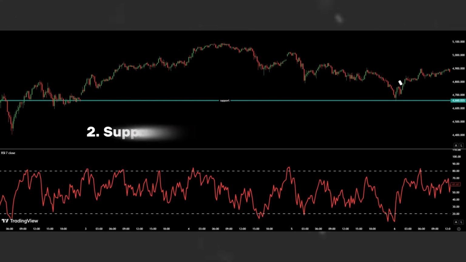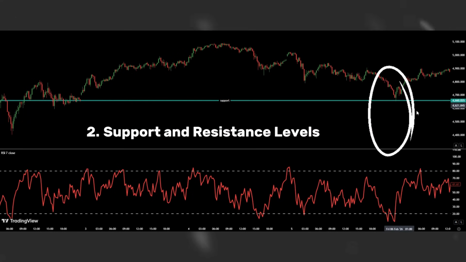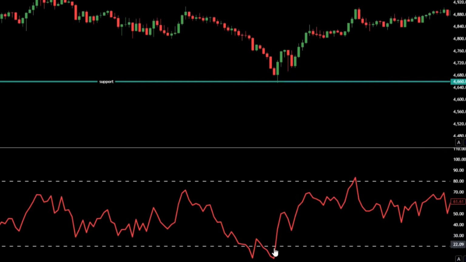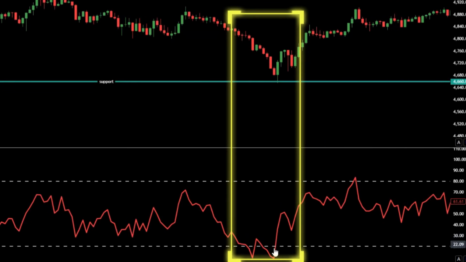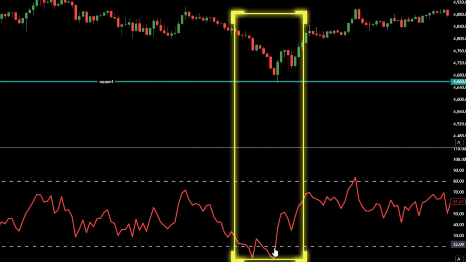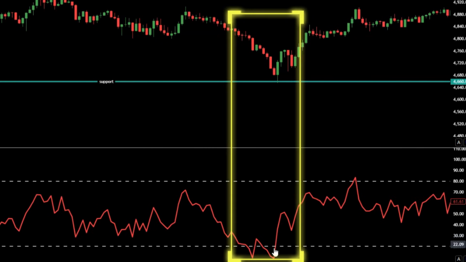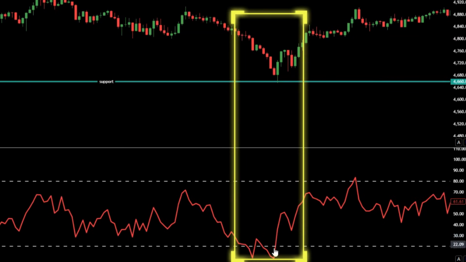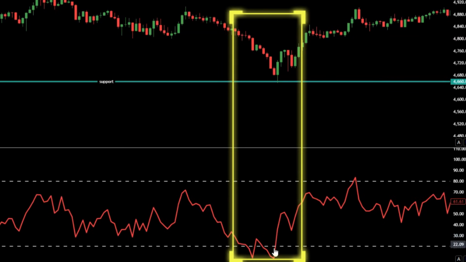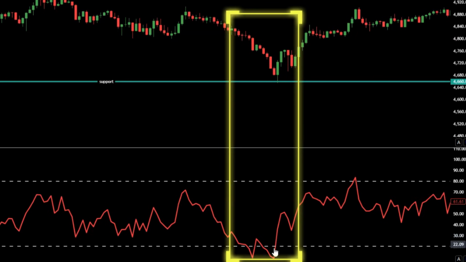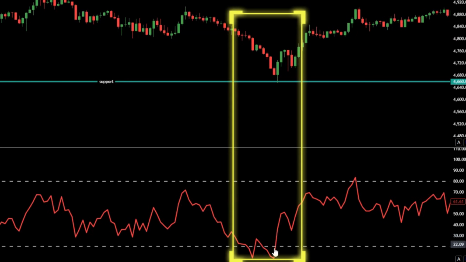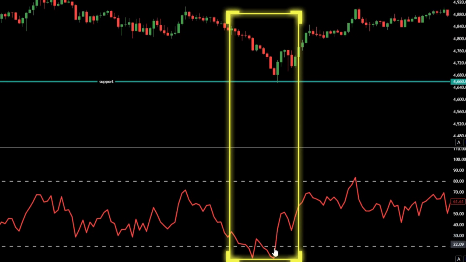2. Support and resistance levels. Check if the price is bouncing off a support for a buy or resistance for a sell. These levels often act as turning points in the market. For example, here you are scalping on a 5-minute chart. RSI just rose above 20 after being in the oversold zone, which is a potential buy signal. But before entering, you check the price action. The price bounced perfectly off the support level and a bullish engulfing candle formed. This gives you confirmation that buyers are stepping in. Only now do you enter a buy trade with higher confidence.